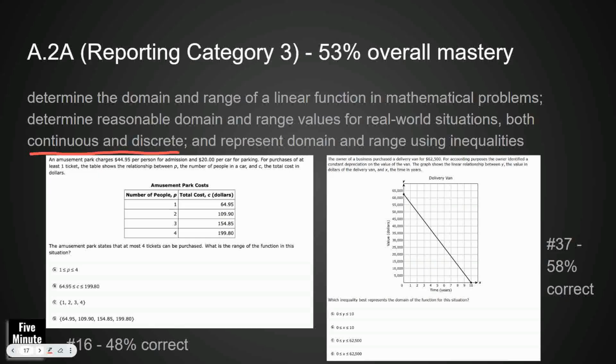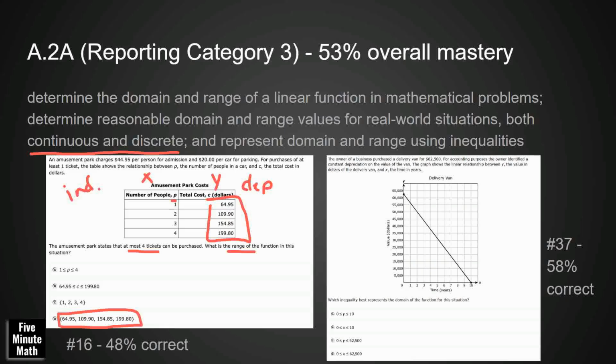All right, so you can buy at most 4 tickets. We need to find the range. There's no X and Y, but we do need to know that we are dealing with our X and our Y. It's going to be given to you in this format, where your independent variable is going to be on the left. In this case, it's called P. And our dependent variable, which is our range, is going to be on the right. In this case, it's called C. Now, we've got 4 values here, and our answer is going to be those 4 values.